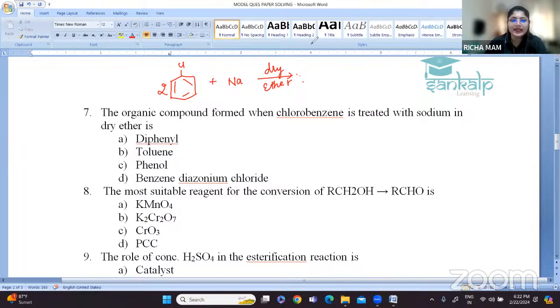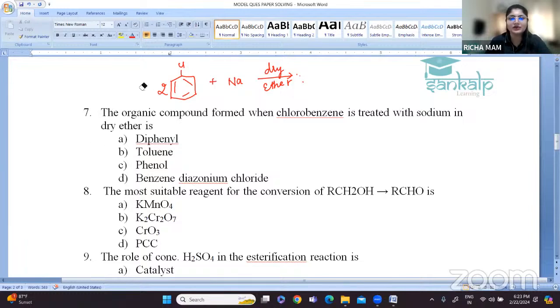Yes, the answer is A. Only Divya has answered it as A. So don't get confused. Finkelstein reaction is a halide exchange reaction. This is a question from haloalkanes and haloarenes. These questions come from haloalkanes and haloarenes. So Finkelstein reaction is a halide exchange reaction.